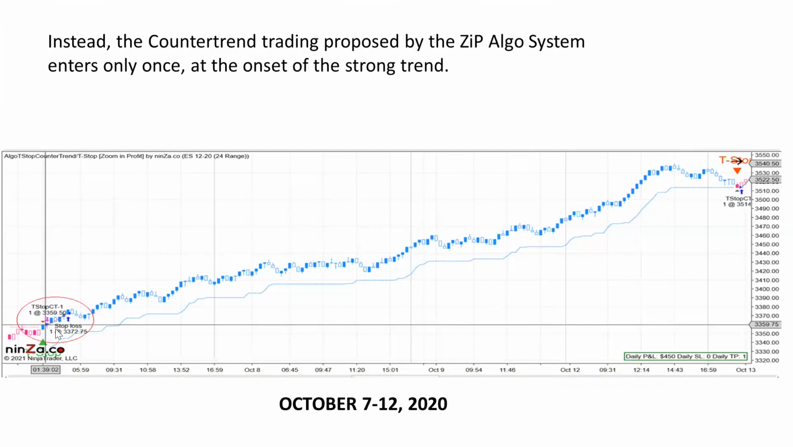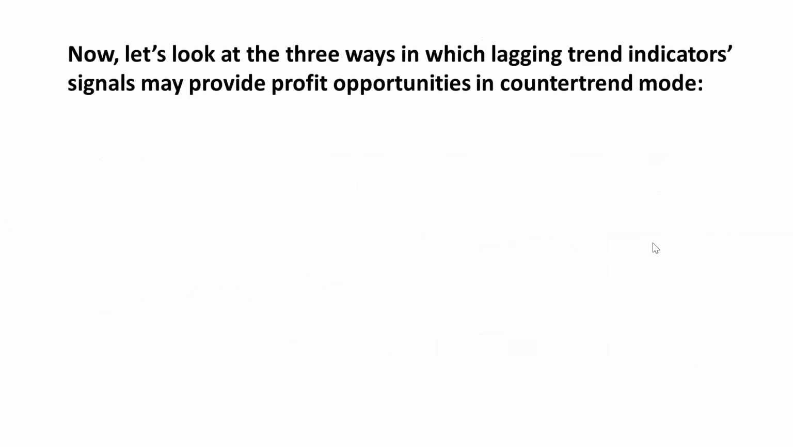Now we can see on the left side that the countertrend trade of the Zoom-in Profit opened only one trade at the beginning of the trend. And then it traded again only when there was a change in the trend at the very top on the right side of the chart. So the first one was a loss, and the second one was a profit. And nothing as far as countertrend was traded in between.